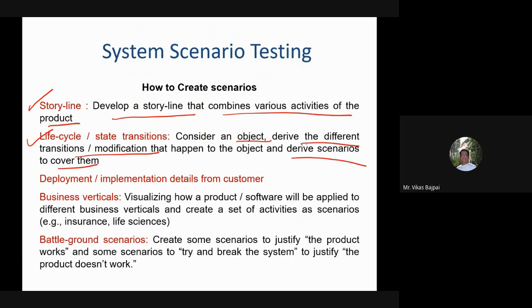Then we have development or implementation details from the customer, and then we have business verticals. So what we do in business verticals is we visualize how a product or the software will be applied to different business verticals and create a set of activities as scenarios, for example, your insurance or life sciences.